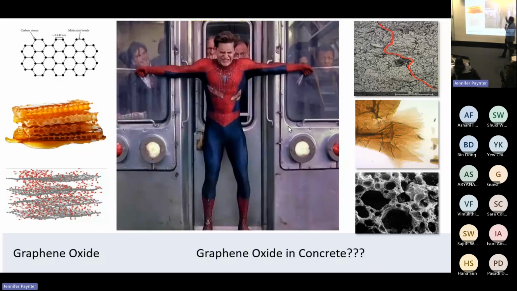I'm sure you are familiar with how Spider-Man shoots his web shooters and tries to keep everything together. What graphene oxide does in concrete is attract water molecules, and the oxygen functional groups in it attract the cement crystals in concrete, thereby keeping everything together.